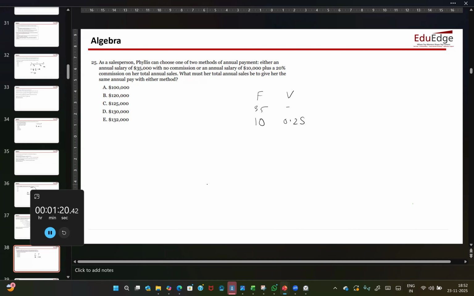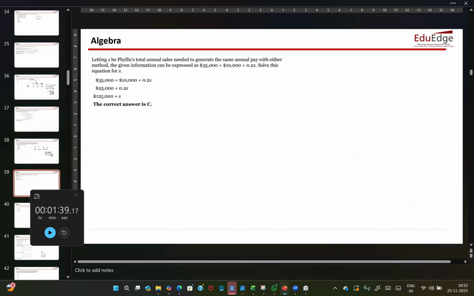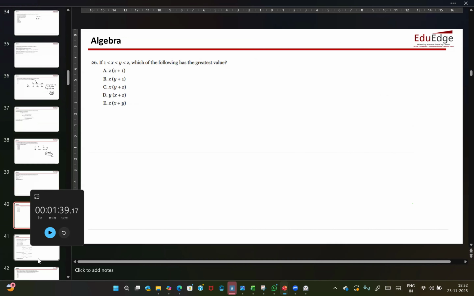Now they're asking when will the totals be equal? So 35 and 10 plus 0.2 S. When are these two equal? When 25 is equal to 0.2 S. So S is equal to 125. And I add those three zeros. Yeah. Okay. Next.